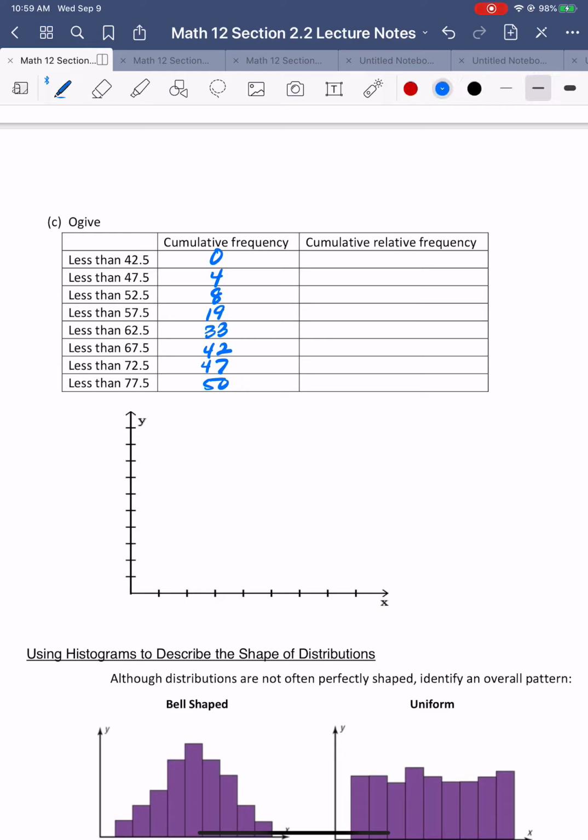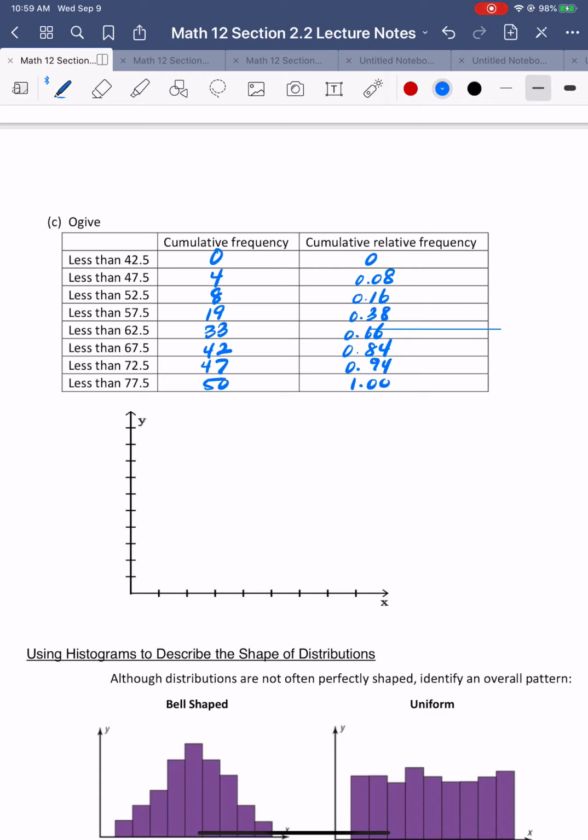So you divide by 50, so 0 divided by 50 is 0, 4 divided by 50 is 0.08, 8 divided by 50 is 0.16, 19 divided by 50 is 0.38, and 33 divided by 50 is 0.66, 0.84, and 0.94, and then 1.00, okay?